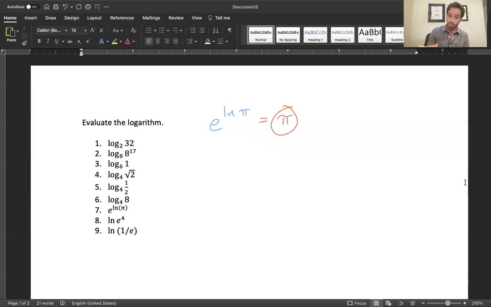This is simply pi. For the same exact reason, if you have something like this, 5 to the power of log base 5 of 16, the 5 and the log base 5 have the same base, and so it's simply equal to the number 16.